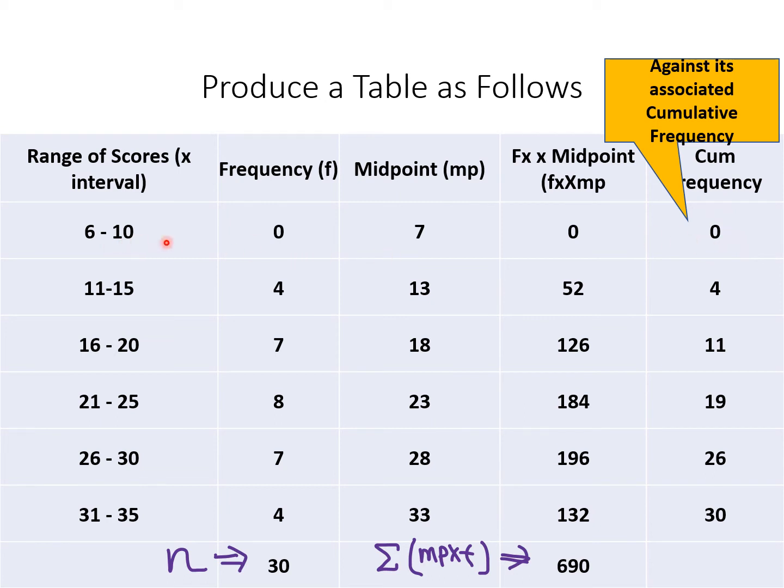So we'll have on the x-axis 10, frequency 0; 15 versus 4; 20, 11; 25, 19; 30, 26; 35, 30. And the frequency again is on the y-axis. So let us have a look at that now.